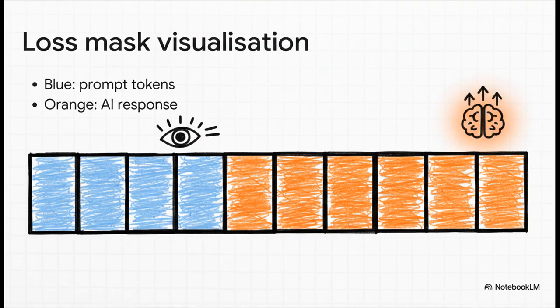Check out the blue blocks representing the prompt tokens for a training example. In these blue areas, there is zero gradient flowing backwards. The model is simply reading, absorbing the context, but it's not actively adjusting its core weights based on these words. On the flip side, the orange blocks represent the AI response tokens. This is where the gradient flows. This is where the model is actively tweaking its parameters, deeply learning how to formulate the absolute perfect answer to that blue context it just read.